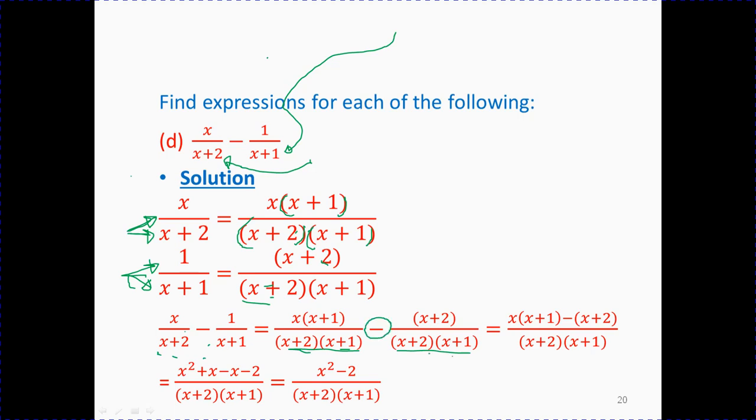So you will keep the same denominator, which is x plus 2 times x plus 1, and you will calculate x times x plus 1, then subtract x plus 2. Finally, you will have this answer as a final answer, x squared minus 2.